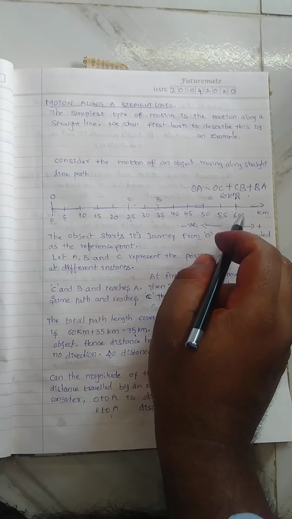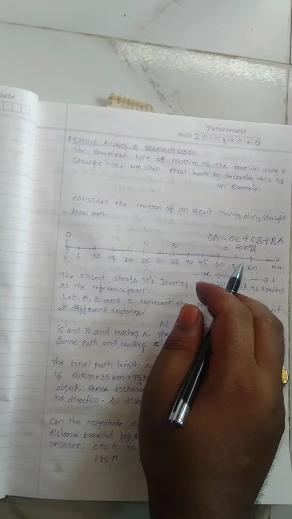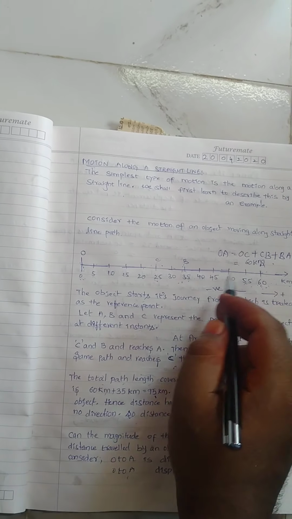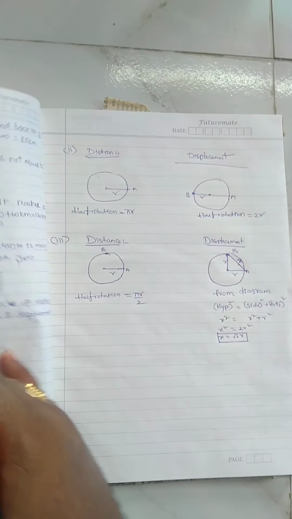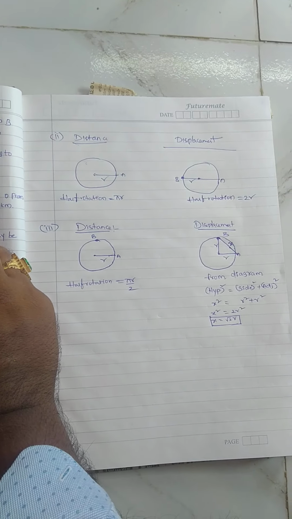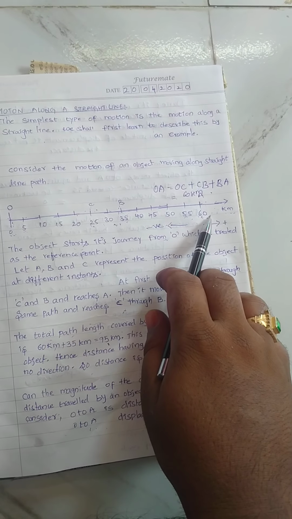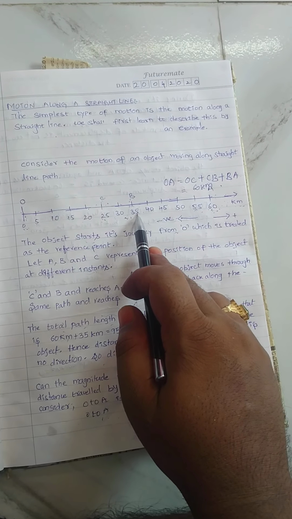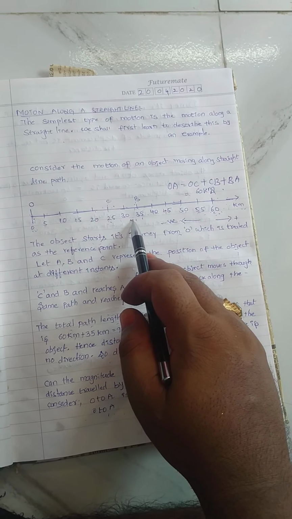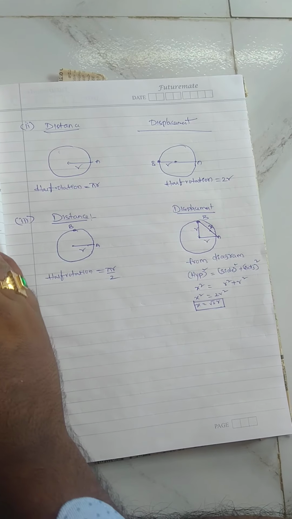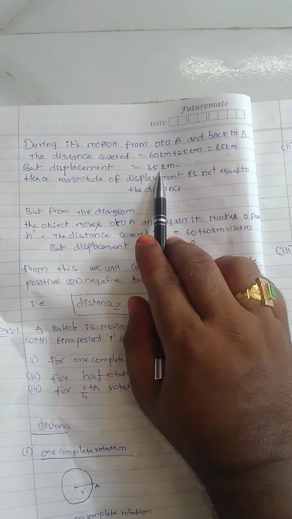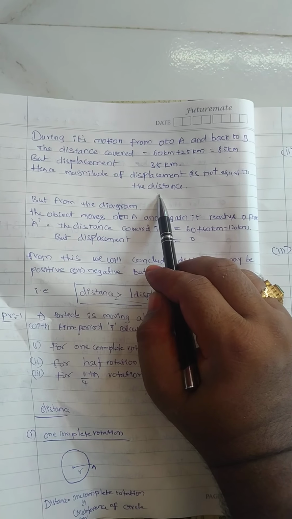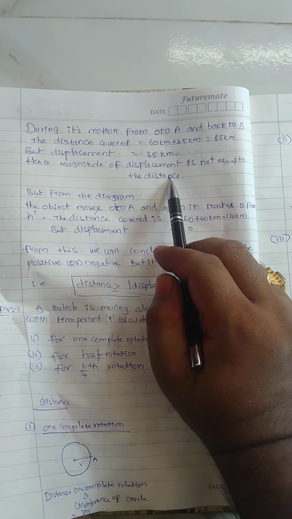Here the initial position is 60 km, the final position is 35. Then 60 minus 35, how much? 5, 10, 15, 20, 25. So the displacement is 25 km, while the distance from here to here is 35 km. Hence the magnitude of displacement is not equal to the distance.